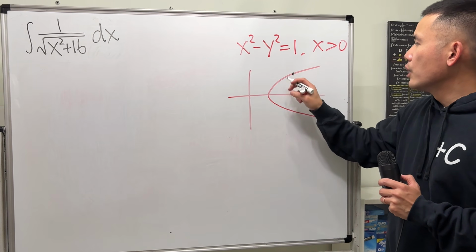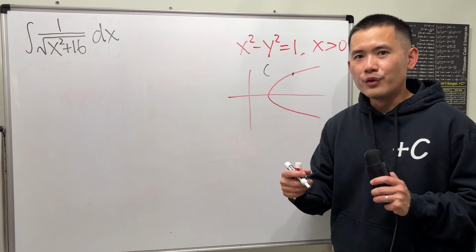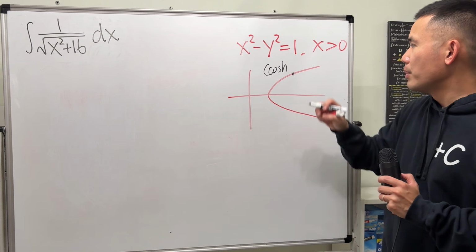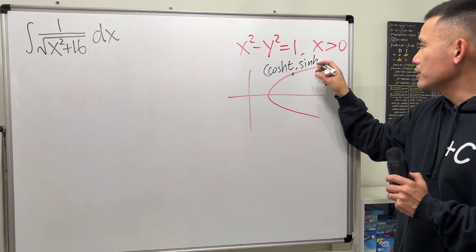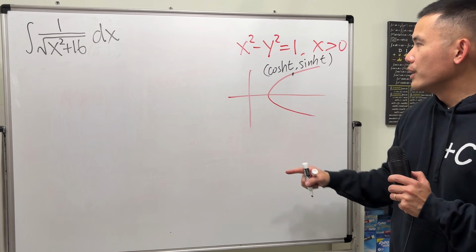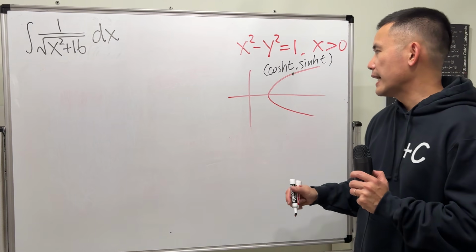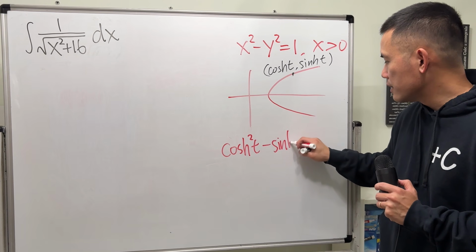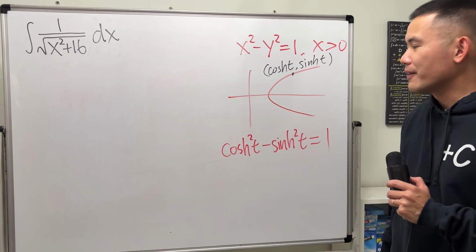If you have a point right here, just like the good old unit circle definition for sine and cosine, the x value is the cosine, but this is the hyperbolic version, with input t. And the y is the sinh, hyperbolic sine, with input t. So based on this, if you put this into x and that into y, you have the most important identity, which is cosh squared t minus sinh squared t is equal to 1. And of course, you can add this to both sides.